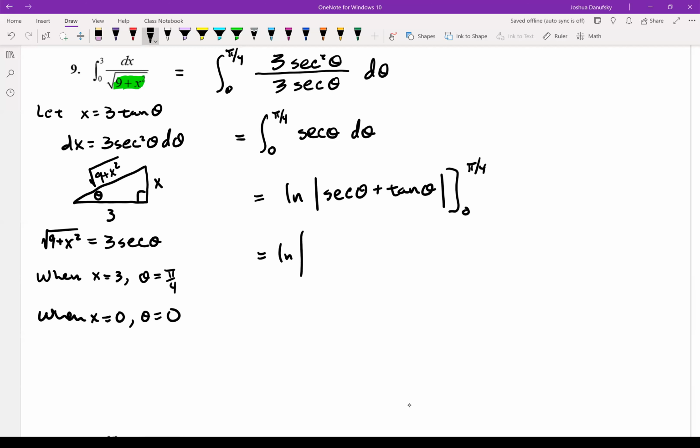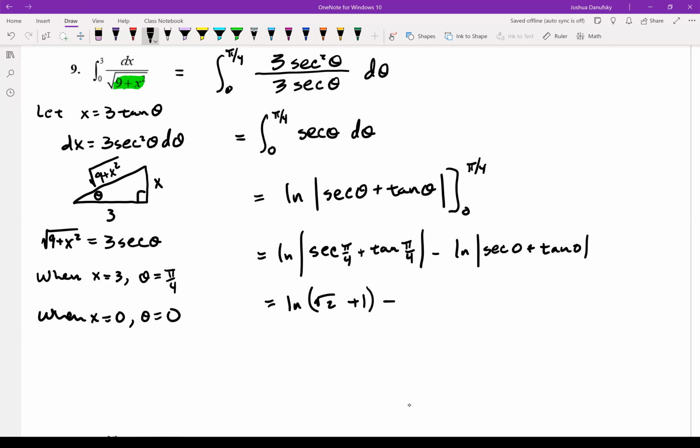We have the ln of the absolute value of the secant of pi over 4 plus the tangent of pi over 4, minus the ln of the secant of 0 plus the tangent of 0. Secant of pi over 4 is root 2. Tangent of pi over 4 is 1. And because that sum is positive, we don't need our absolute values anymore. So I'll just go ahead and put parentheses here.